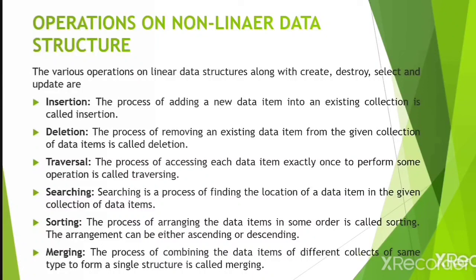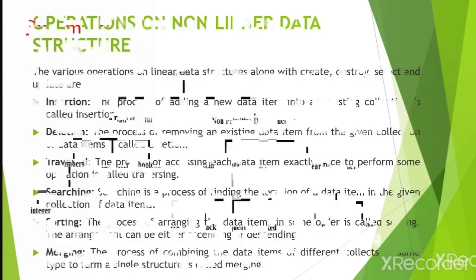So merging is performed on two different collections, but those two different collections should have the same type of data items. Okay, here in computer science you can merge two integer data sets into one data set, or merge two float data sets into one data set, or two character data sets into one data set. That is what a merging operation is. So these are the operations that you can perform on non-linear data structures.